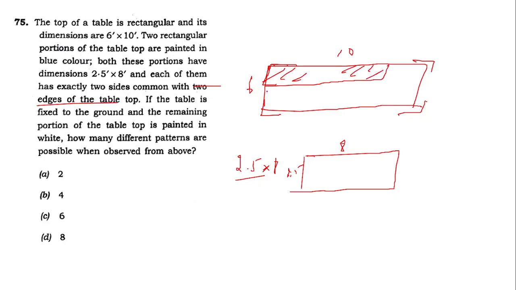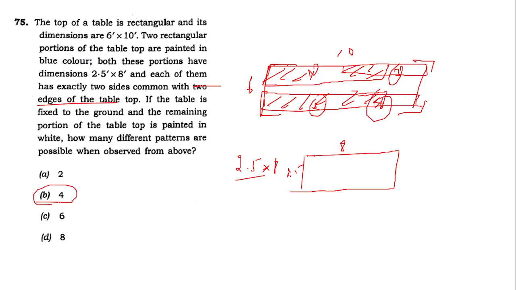We can also take from this 2.5 because two corners are required, 2.5 by 8. This is possible. So that makes 1 and 2 patterns. We can also start from this side, this is the third one. And if you start from this side, this is the fourth. So 4 different patterns are possible. So this is the right answer.